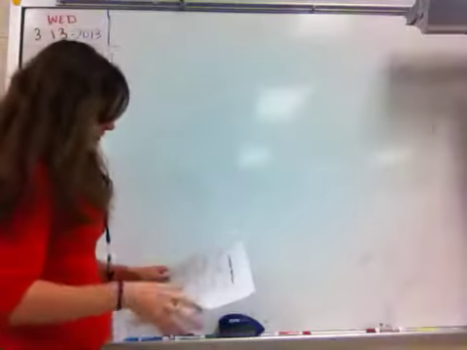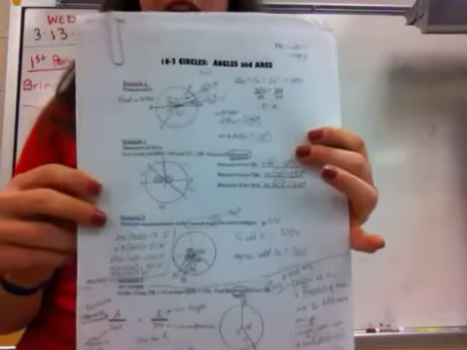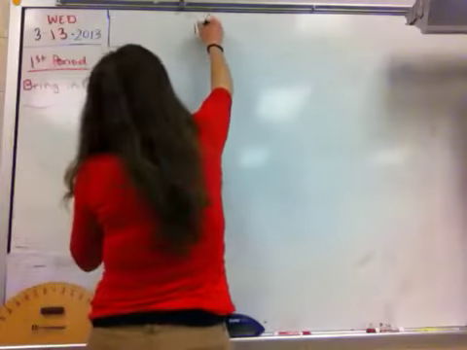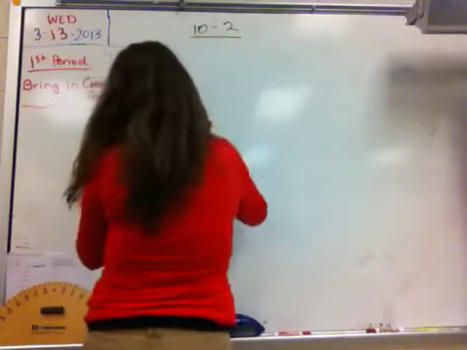Okay, we are going to do 2 examples on this worksheet. Yours looks blank, mine's all filled in. You should have found this in your folder back there when you came into the classroom. So if you will, go to that sheet. This is section 10.2, arcs and angles.